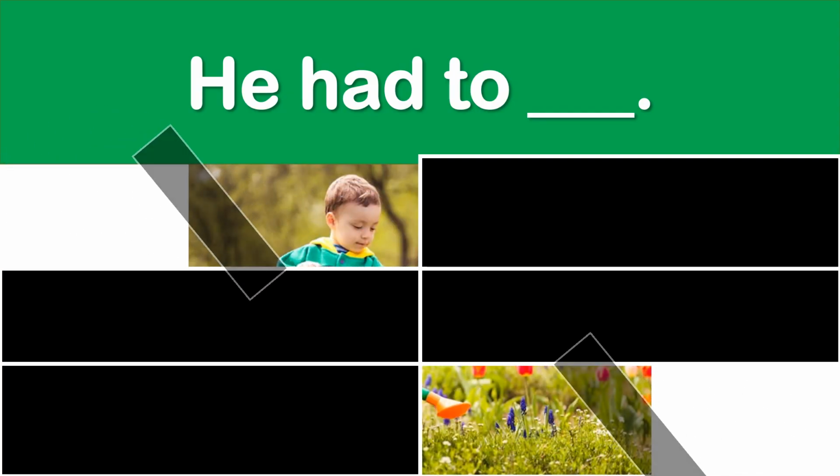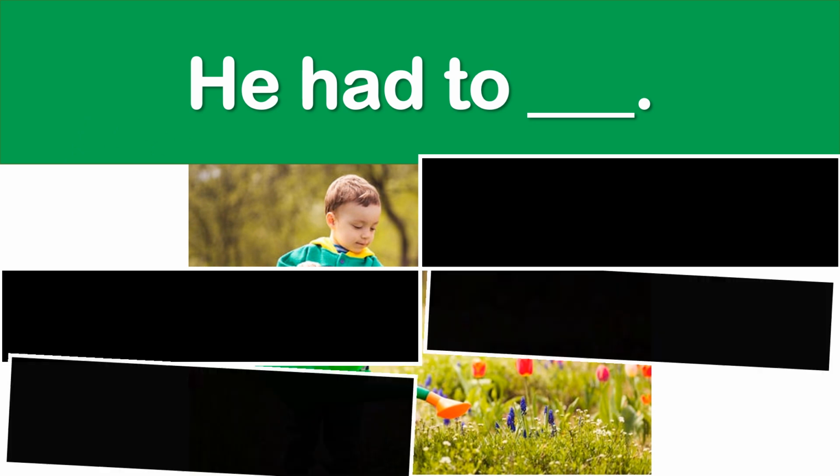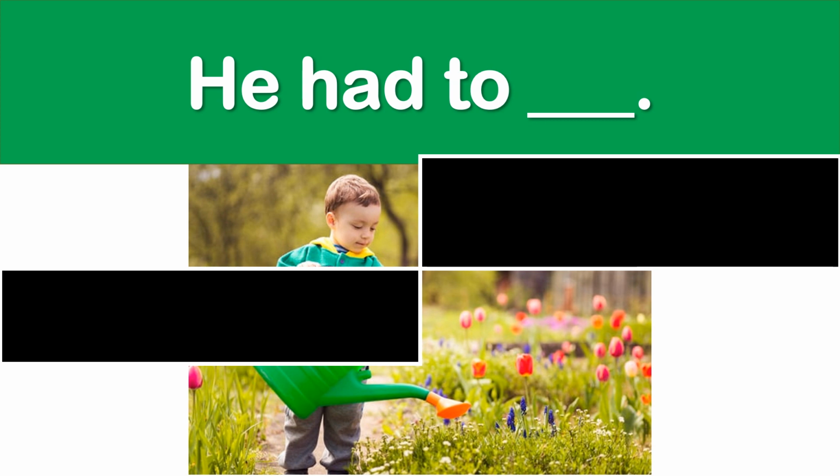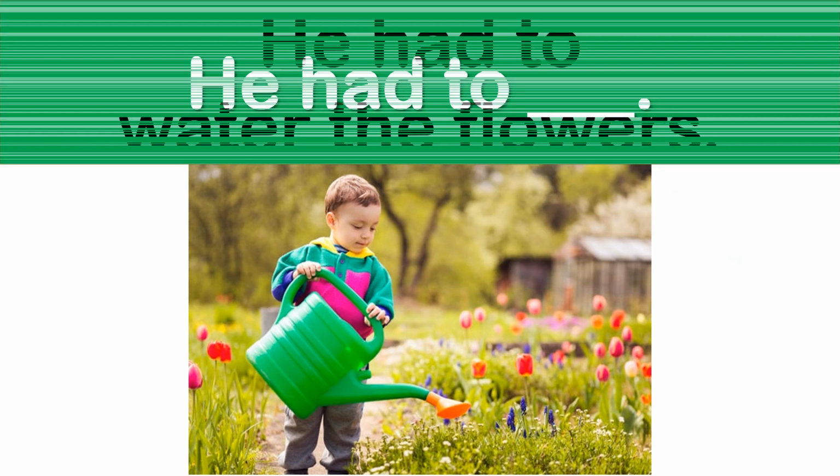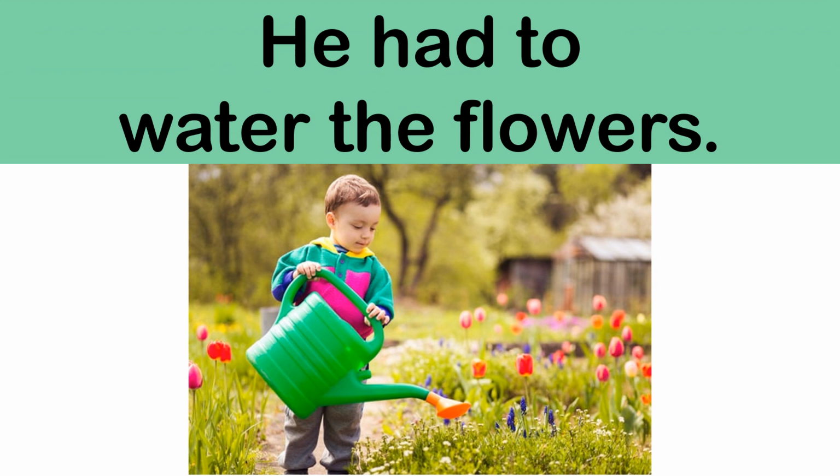Now let's look at this one. Something he had to do. Do you know what it is? Say the full sentence. This one is, he had to water the flowers. Say it after me. He had to water the flowers. Maybe he's helping his mom or his grandma. And those flowers are tulips. They're very pretty.